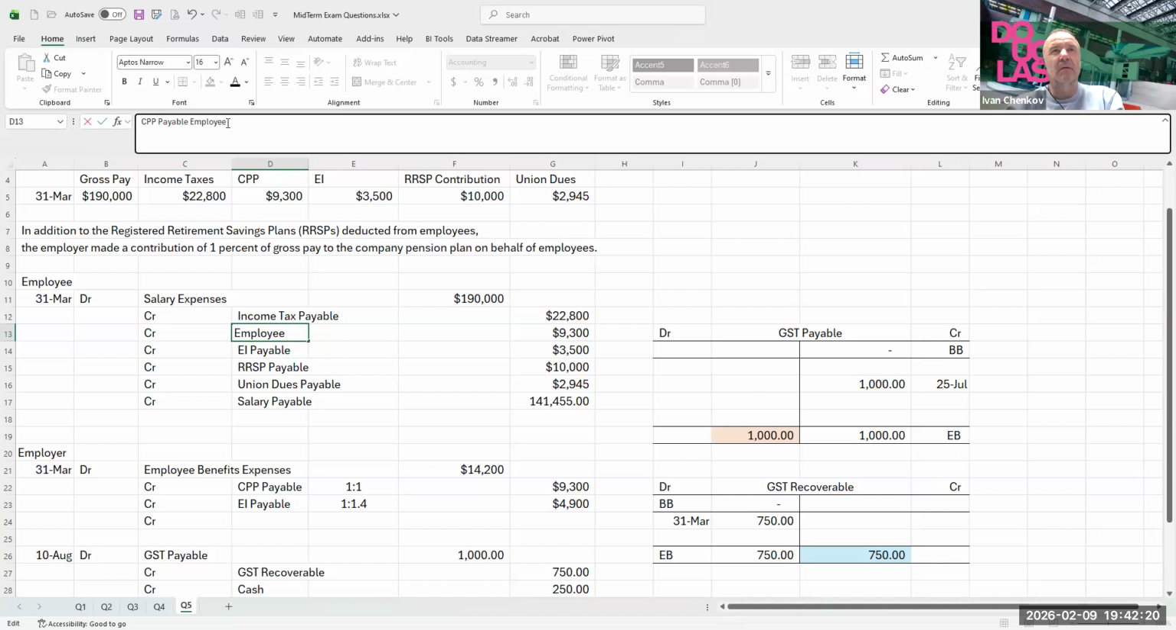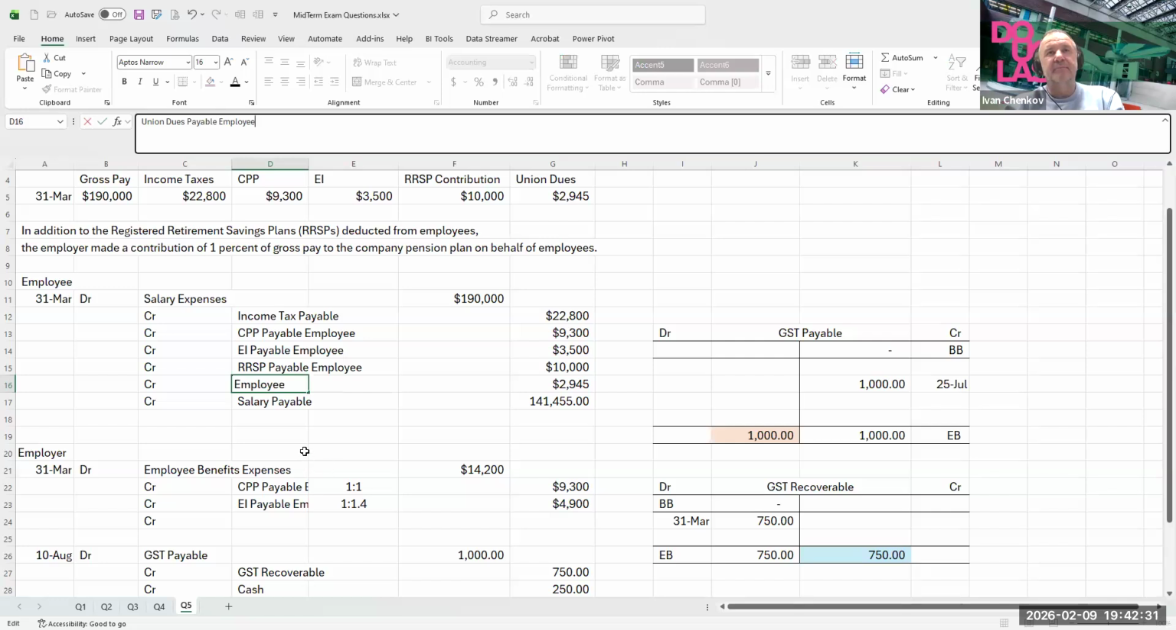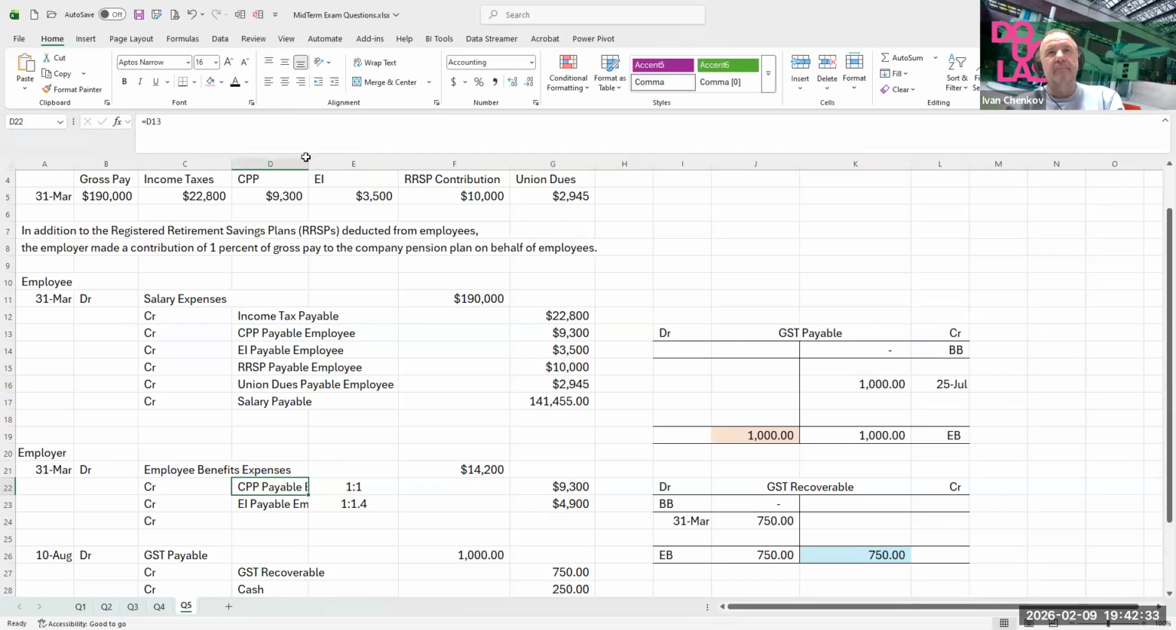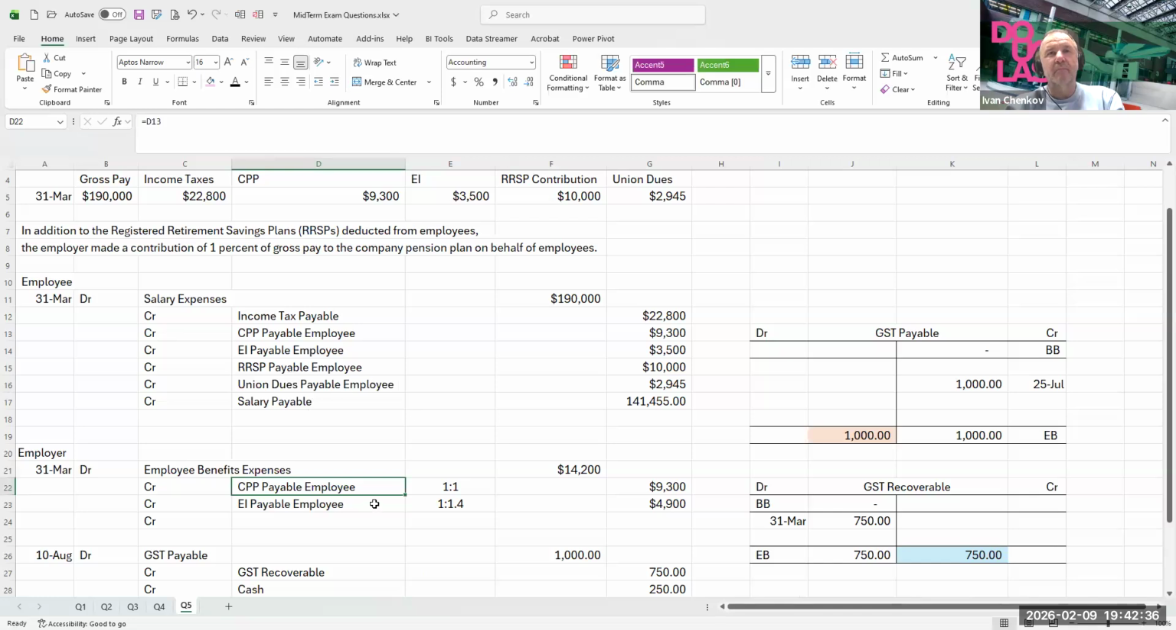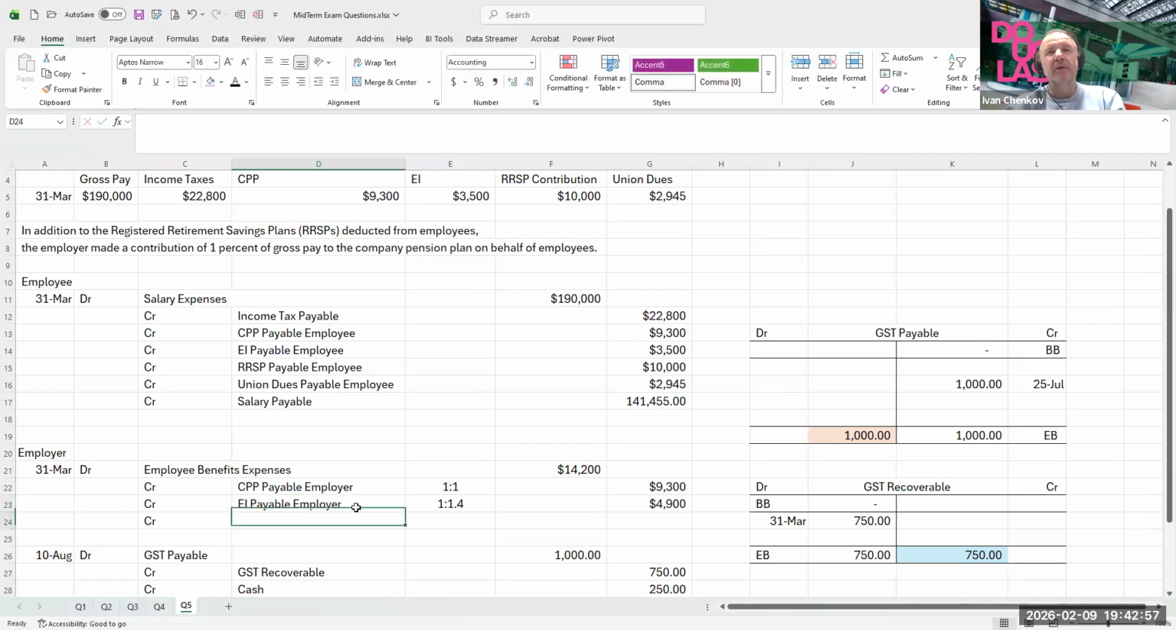And that we can specify here: employee. That will not be employee here, it's going to be employer. Same thing with this. It's going to be employer.